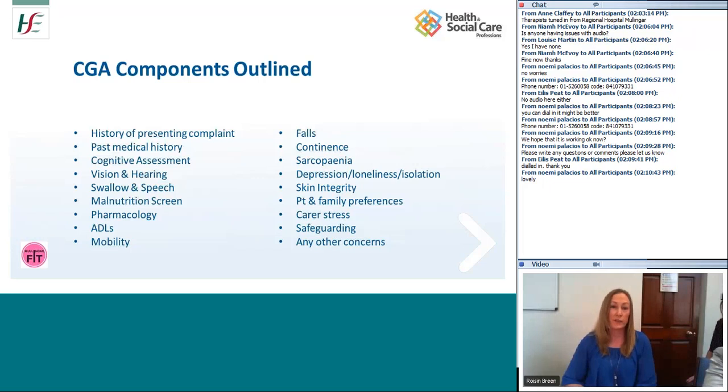So have they fallen in the last year? Is there a fear of falling? Are there any environmental risks that are contributing to this? And what footwear are they wearing? A lot of patients do present with falls, and it's important to find out exactly what's happened coming up to this, to see if they can identify the true cause of it.